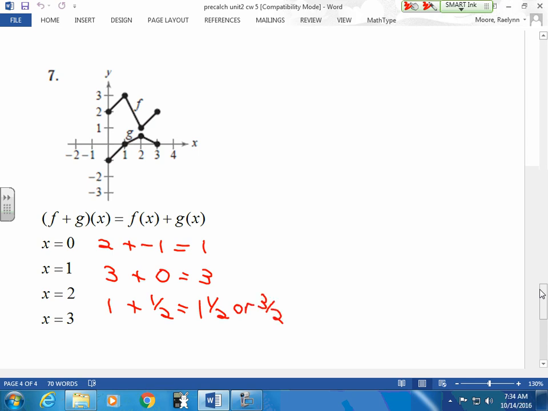When x is 3, what is the value of y in the f function? 2. And when x is 3, what is the value of y in the g function? 0. So if you're going to look at a graph, that's what you're looking at. Okay?